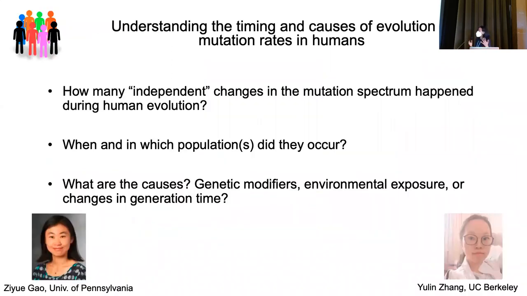And so it still remains unclear how many changes have occurred in human history, because we haven't really accounted for all these different factors. And so this was the goal of a recent analysis that we did in collaboration with Zi-Wei Gao, who's at University of Pennsylvania, and Yulin Zhang, who's a PhD student in my group. Our goal was to understand how many independent changes have occurred in the mutation spectrum in humans, when these changes have occurred, and we also tried to investigate what the potential causes of these changes are.